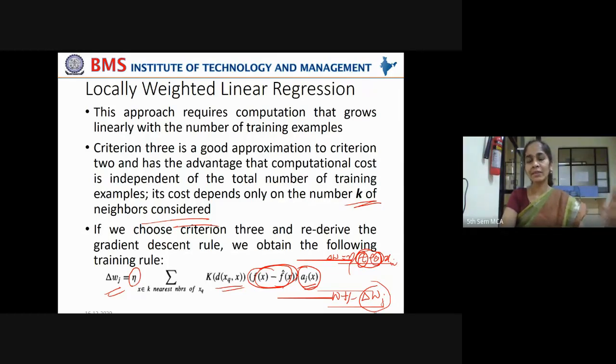Now what extra thing did we add so that we get an instance based learning approach? Just the function of the distance measure. K nearest neighbors you are considering, not all the training examples, only k nearest neighbors, such that their distance from the new instance xq is also considered in the calculation of weight adjustment delta wj. Got it, students?